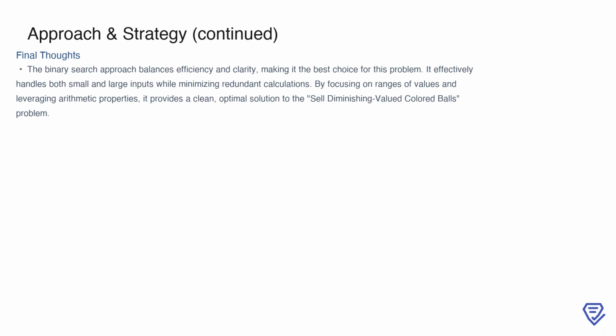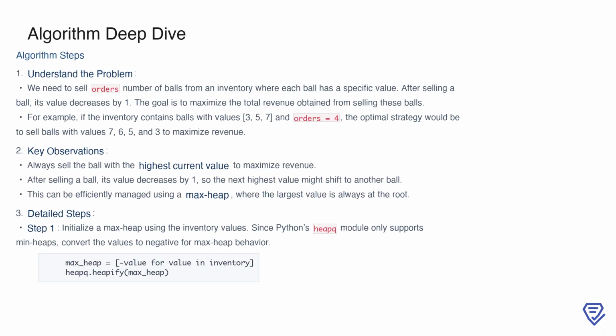It handles both small and large inputs effectively, minimizing redundant calculations and leveraging arithmetic properties to simplify the process. By focusing on ranges of values instead of individual operations, this approach provides a clean and scalable solution. This strategy not only ensures high performance for large test cases but also offers a structured way to maximize revenue efficiently.